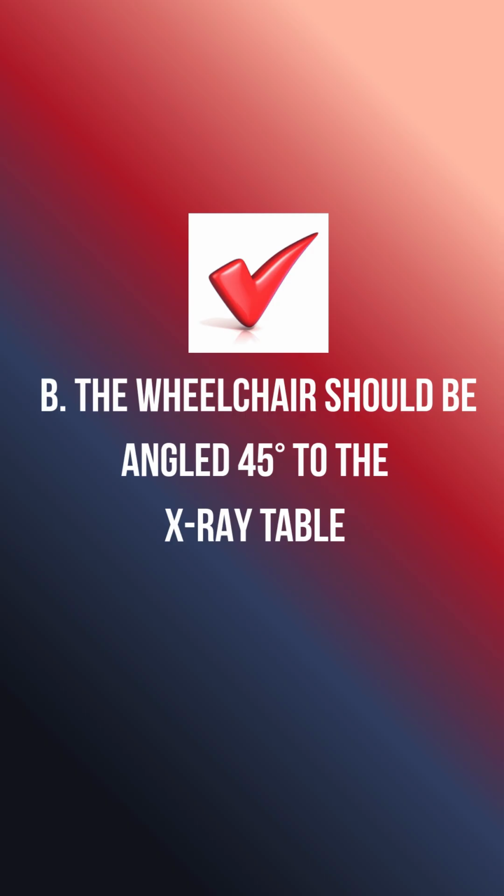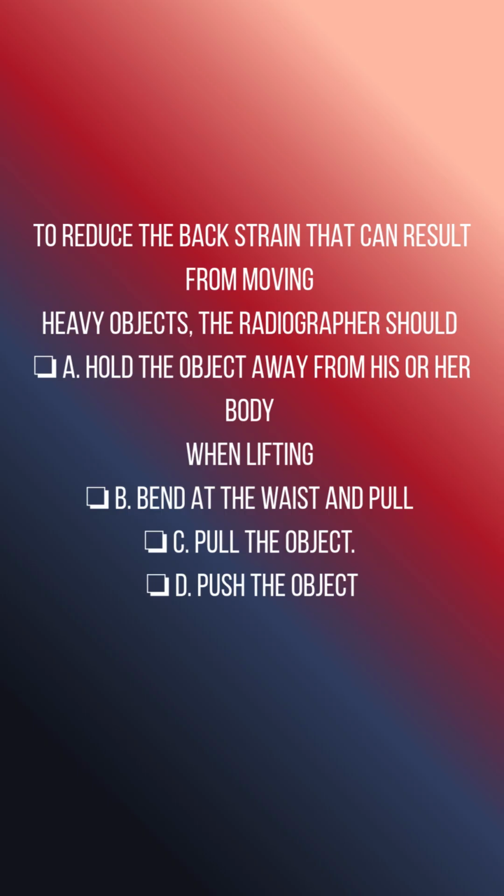And the footrest should not be folded downward. If you fold it downward, you are making a platform for the patient to step on, and that is only acceptable when the patient is seated. But if the patient is standing, the patient can easily trip if the footrest is down, because the patient is going to put their legs down. So that's correct: the wheelchair should be angled 45 degrees to the X-ray table. Correct. So now the next one.